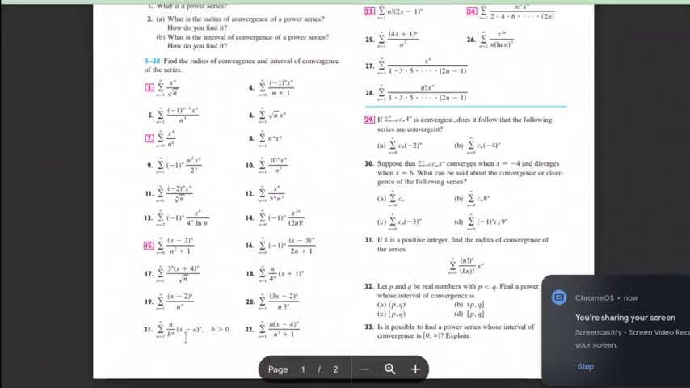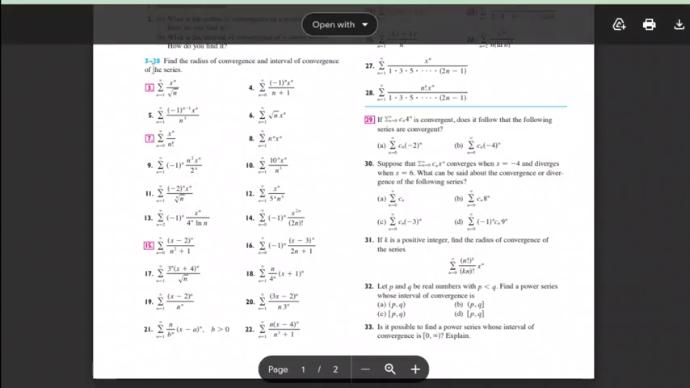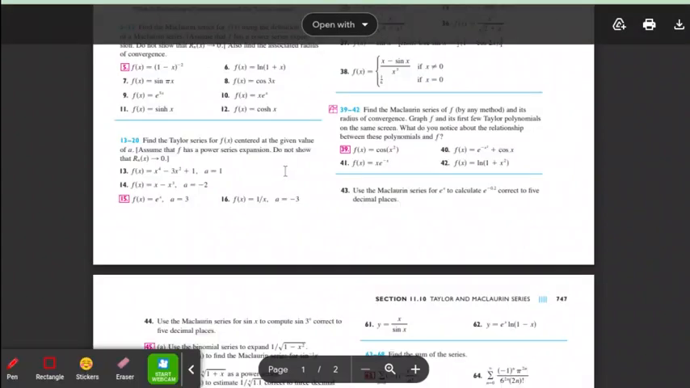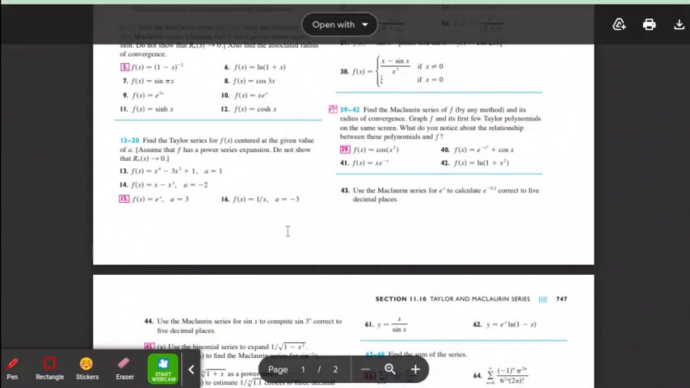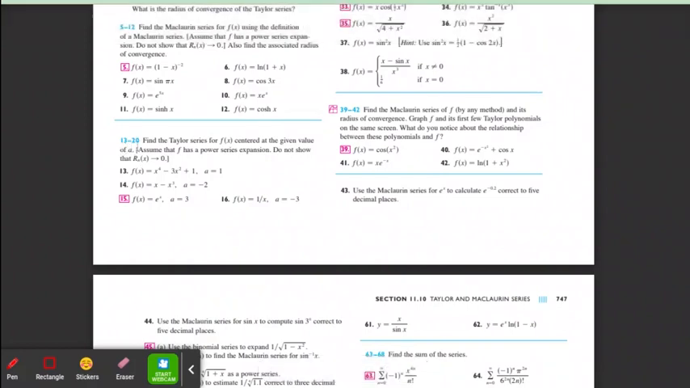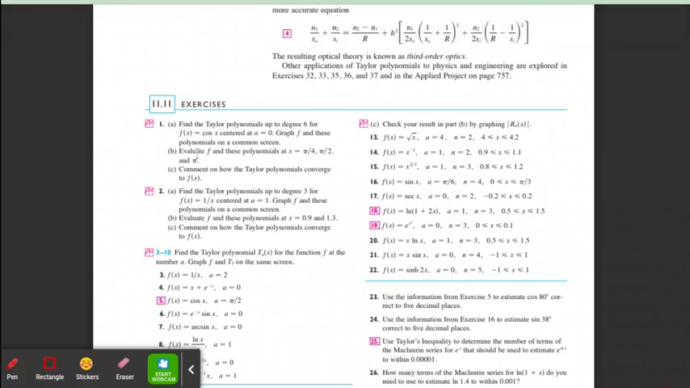If you guys need more help with this topic, such as finding the radius or interval of convergence, I would recommend checking out 11.8 in the textbook and doing problems 3 through 28, and checking out 11.10 to find general forms of the Taylor series of a function. These are problems 13 through 20. And also finding the Taylor polynomials: 11.11, questions 1 and 2 are really good practice to find those Taylor polynomials.